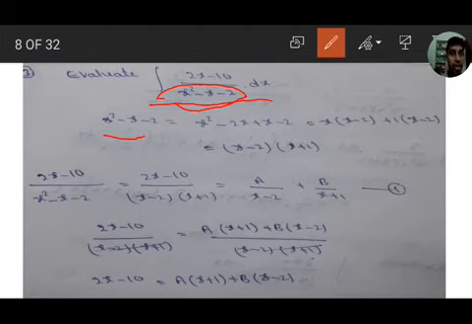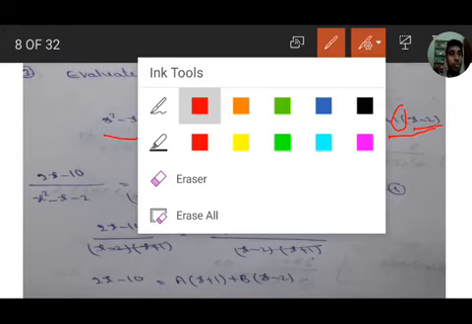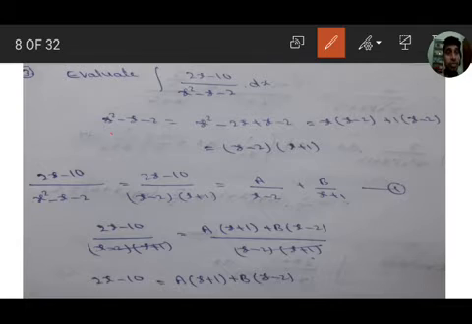That can be factored as x square minus 2x plus x minus 2. Minus x can be written as minus 2x plus x. In the first two terms, x is common: x into (x minus 2). In the next two terms, 1 is common: plus 1 into (x minus 2). So x minus 2 is common, and we get x plus 1. So (x minus 2) into (x plus 1). Therefore, x square minus x minus 2 can be written as (x minus 2) into (x plus 1).